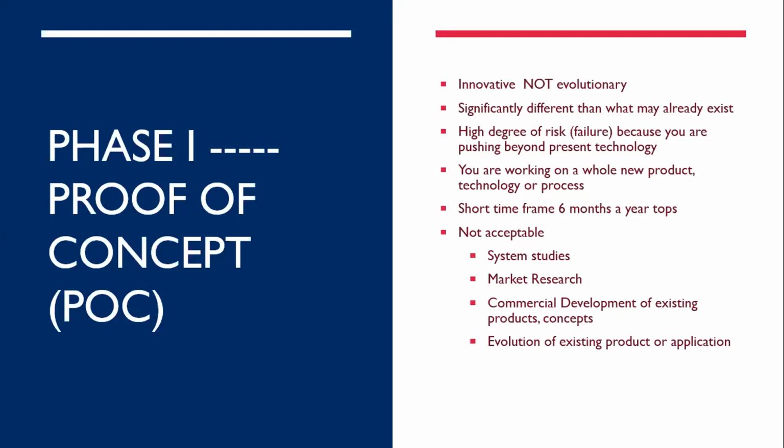Now, what is not acceptable are system studies, market research, commercial development of an existing product or concept, or evolution of an existing product or application. The key word here is innovative, innovative, innovative. And when you write your phase 1 application, you've got to use that word. You've got to tell them why what you're doing is innovative. Very, very important.